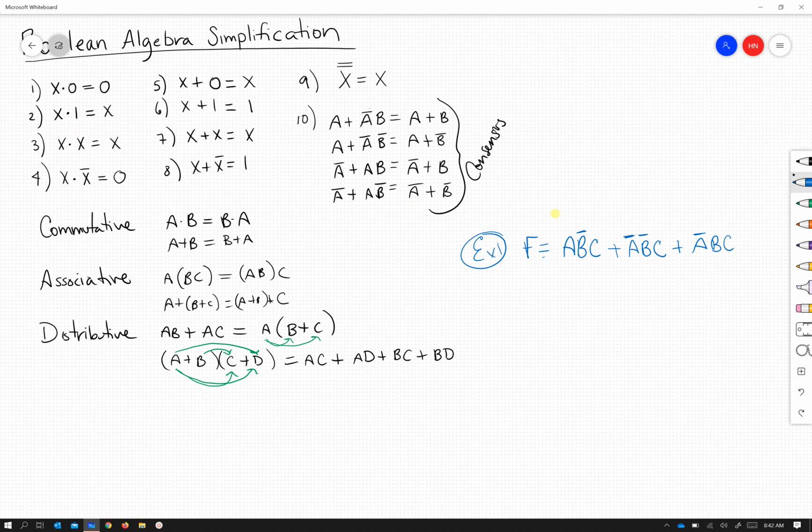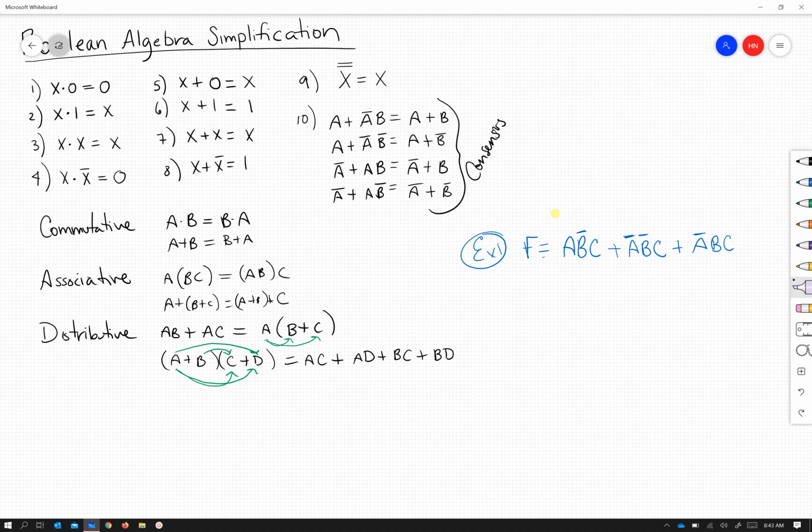Okay, so let's look at example 1 again. Here, do I see a 0? No. A 1? No. Do I see doubles? Well, I see an A, not A here, and a not A here, but that's not the same, because doubles means the same thing just twice. Like this one has other stuff next to it, so that doesn't count as a double.